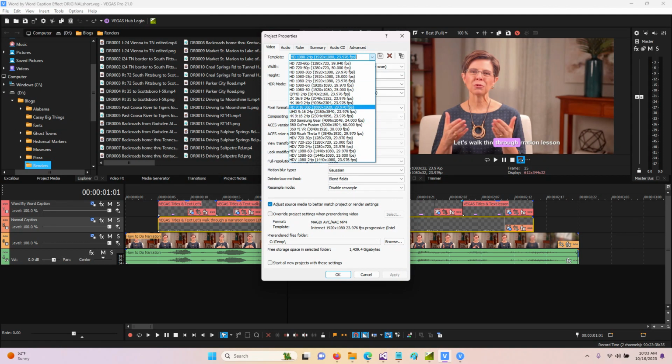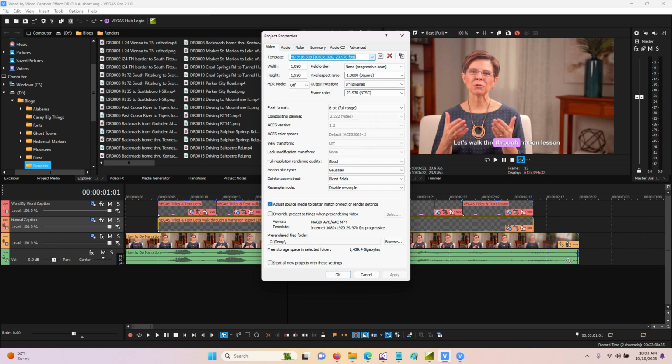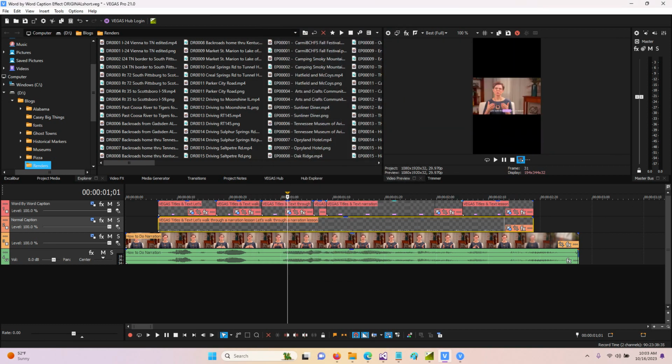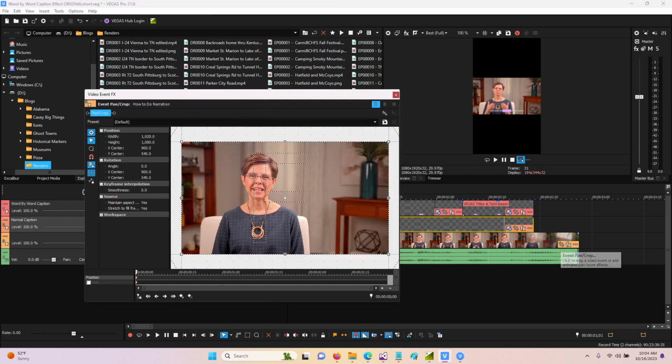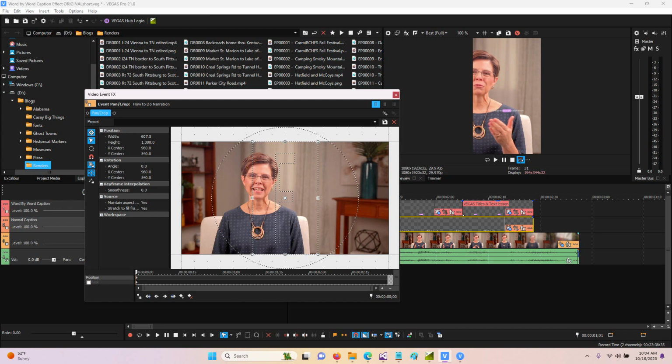And we'll just do a standard 9 by 16, 1080 by 1920. And you'll notice that the image got smaller. We could actually go into our pan crop and adjust this to match output aspect. Looks like we need to scoot that over just a little bit, so we could do that.